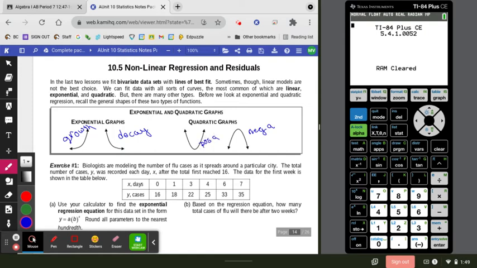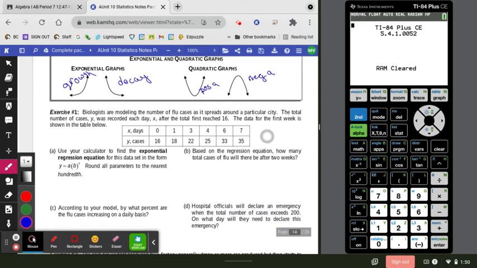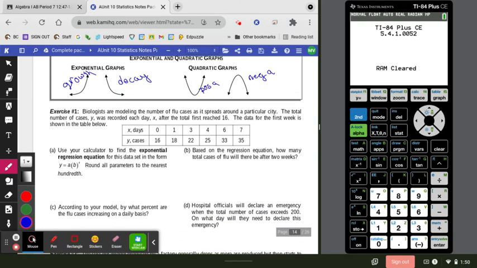So exercise 1. Biologists are modeling the number of flu cases as it spreads in a particular city. The total number of cases Y is recorded on each day X after the total first reached 16. The data for the first week is shown below. Use your calculator to find the exponential regression equation for this data. So I want you to pause and put this data into list 1 and list 2.